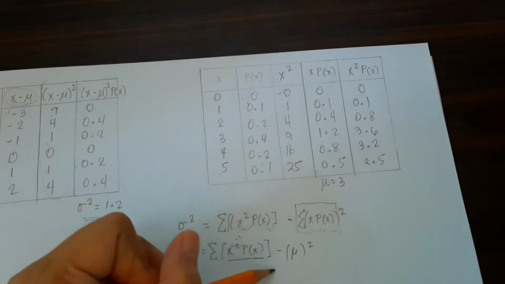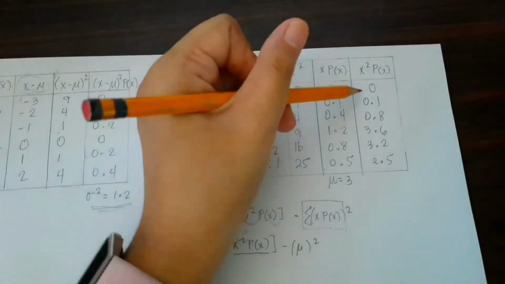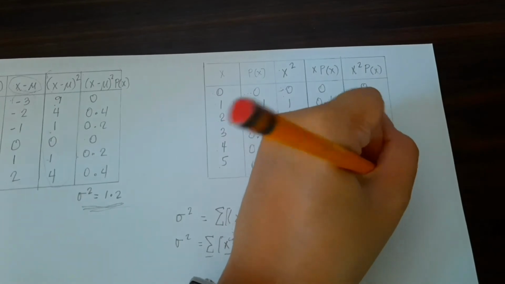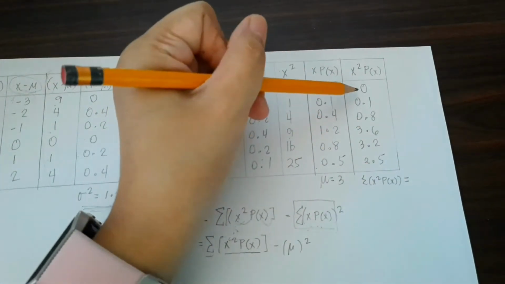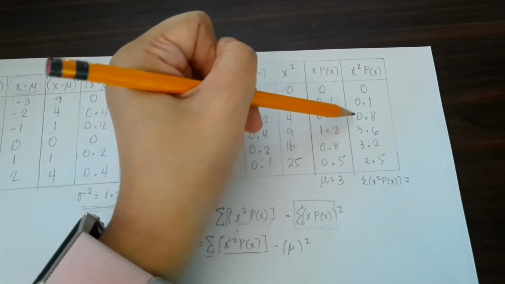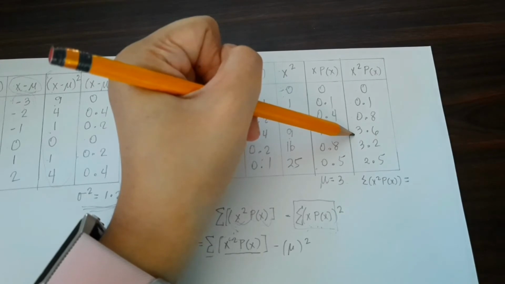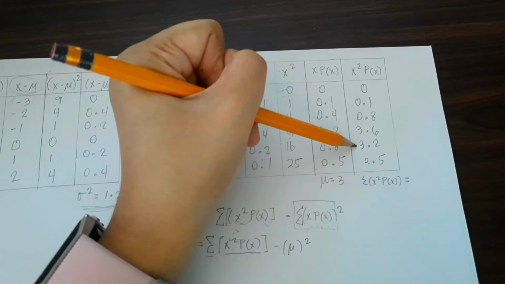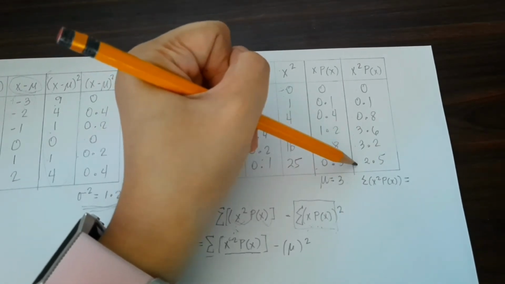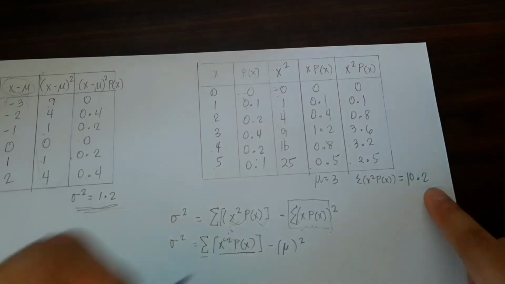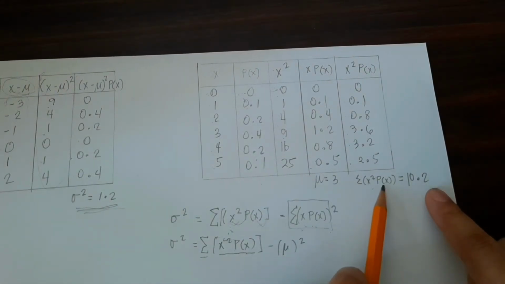After nyan, since sa ating formula, summation ang kailangan, so i-add natin siya. So, this is the summation of x squared times p of x is equal to, so pag in-add natin, 0 plus 0.1 is equal to 0.1, plus 0.8 is equal to 0.9, plus 3.6 is equal to 4.5, plus 3.2 is equal to 7.7, and 7.7 plus 2.5 is equal to 10.2. Ayan. So, ang ating summation of x squared times p of x is equal to 10.2.